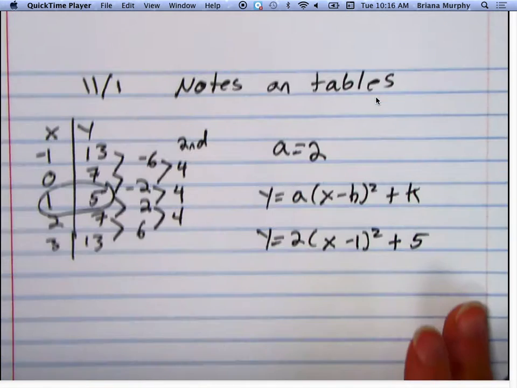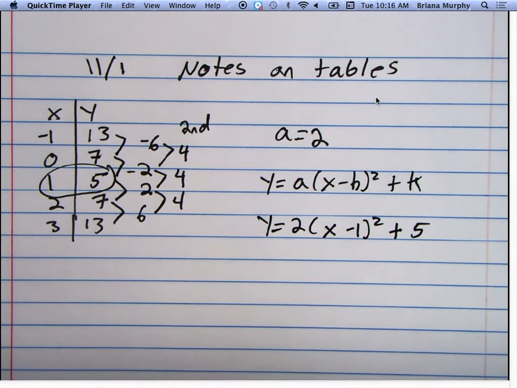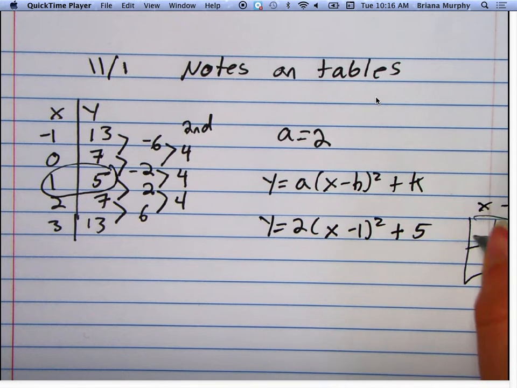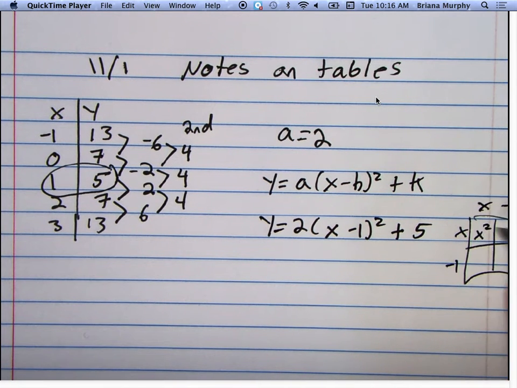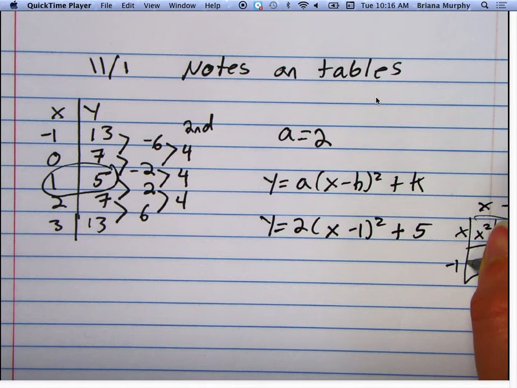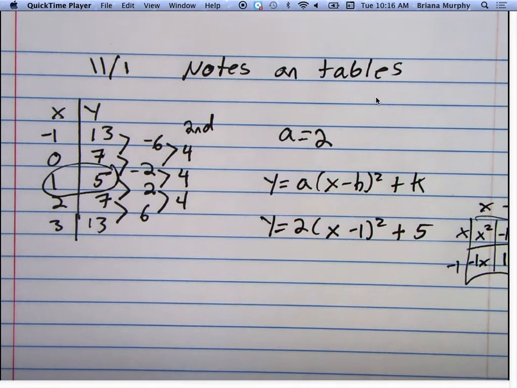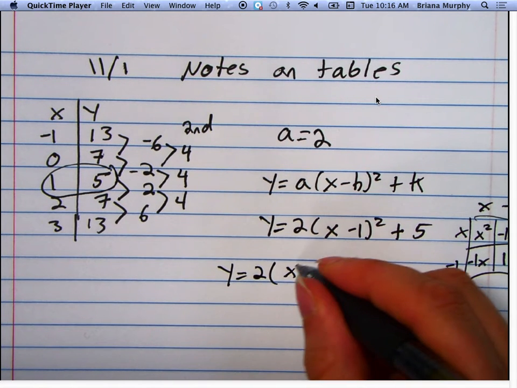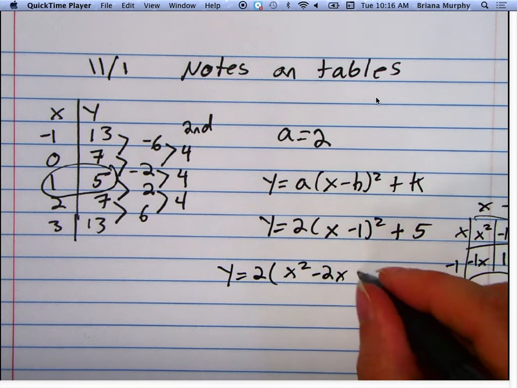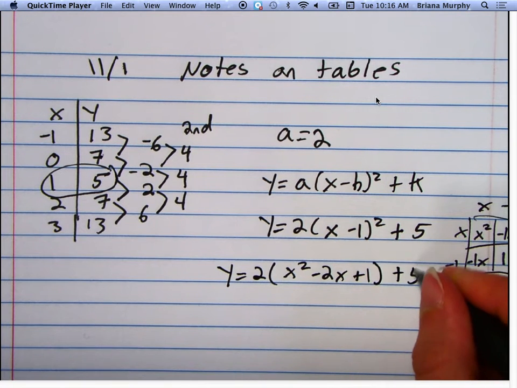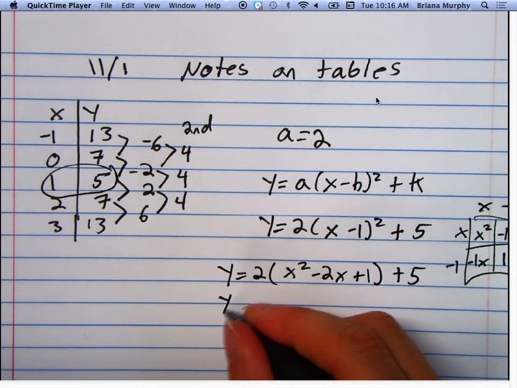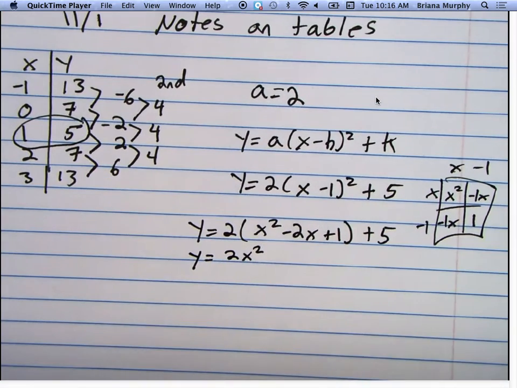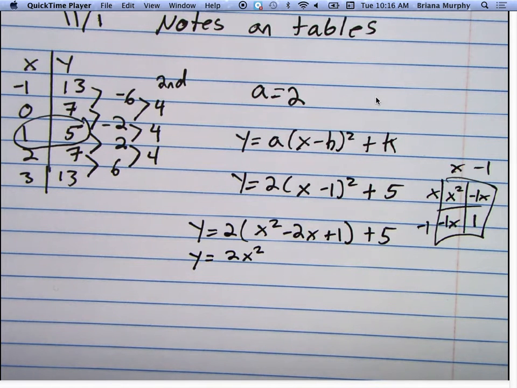And then I can put it in standard form, right? So x minus 1 times x minus 1. Make my little box. I get x squared minus 1x, -1x, positive 1. So I just go y equals 2 times x squared minus 2x plus 1 plus 5. So I'm going to distribute that 2 first. Y equals 2x squared. Oh, sorry. I got excited. Clearly.